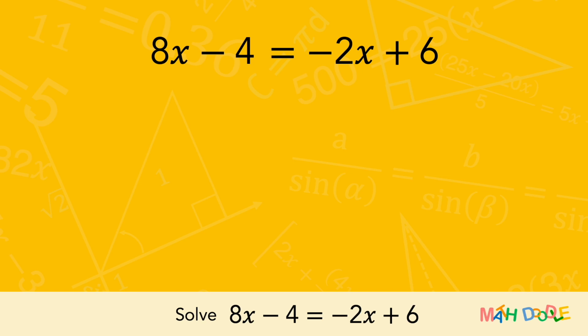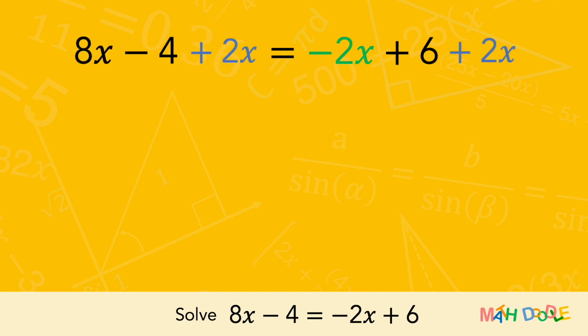Our goal in solving this equation is to find the value of x, which makes two sides of the equation equal. To do this, we are going to rewrite the equation so that one side of the equation has only x. So, let's first eliminate minus 2x on the right side of the equation by adding 2x.